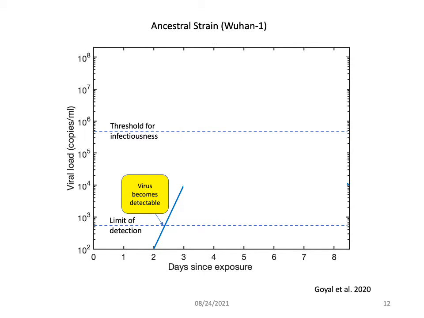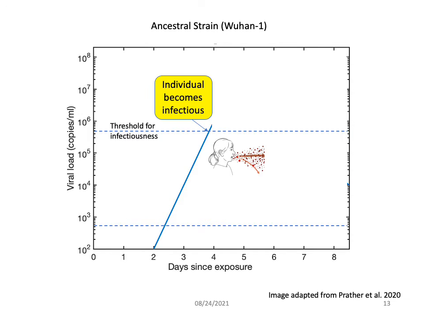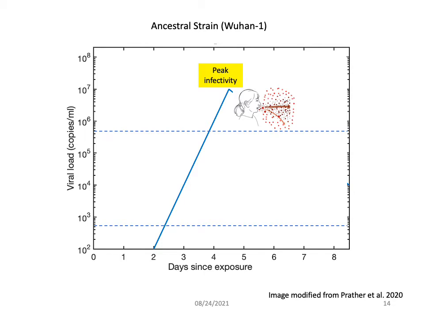For the ancestral strain that was first detected in Wuhan in 2019, the virus becomes detectable about 2 days after exposure. It continues to replicate, and the individual may become infectious around 3 to 4 days after exposure. The virus continues to increase, and the individual reaches peak infectivity around 4 to 5 days after exposure.